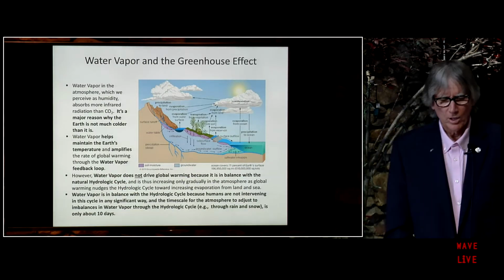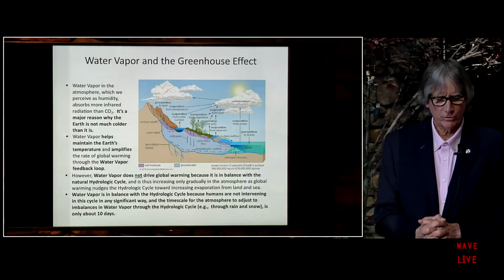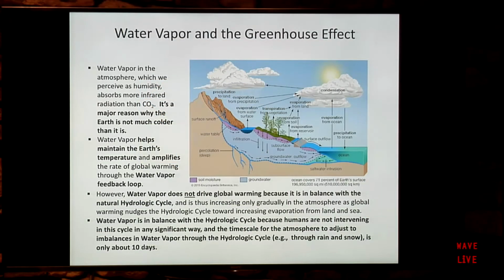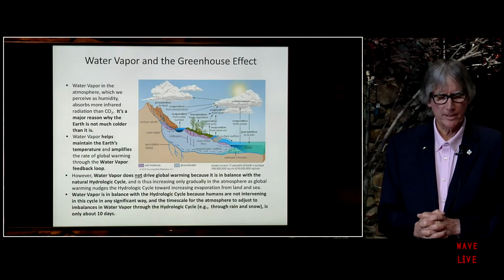Note that I've colored water vapor differently, and that's because water vapor is a special case here. Water vapor in the atmosphere, which of course we perceive as humidity, absorbs more infrared radiation than CO2, more infrared radiation than any of the other greenhouse gases. And indeed, it's a major reason why we're not in a permanent ice age. If you took the greenhouse gas property of water vapor away suddenly, the Earth would cool, and in fact, we'd be trapped in a permanent ice age. So water vapor helps maintain the Earth's temperature and amplifies the rate of global warming through the water vapor feedback loop, which we're going to talk about in some detail in a minute.